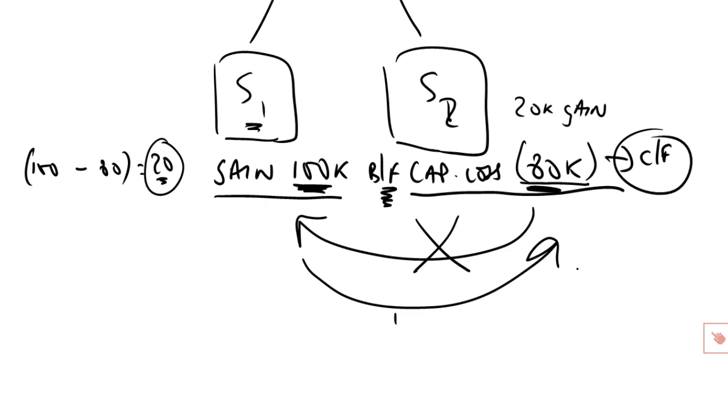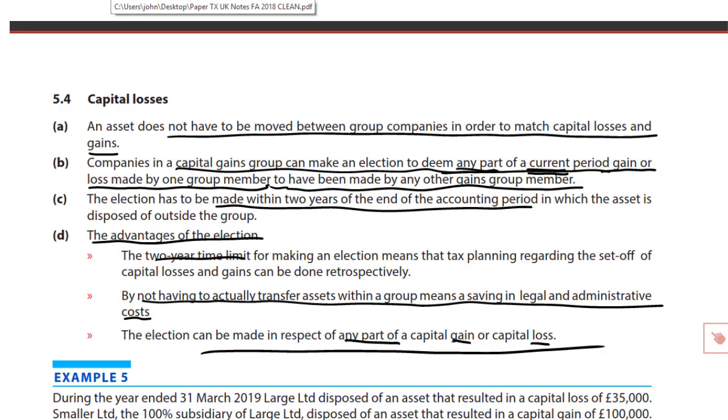It's sometimes known indeed as a matching election, because we're able to match gains with losses within the group. But remember, we can only move any part of a current period gain or current period loss. But if, as we've seen here, we have a brought forward capital loss, it's still not a problem. We simply move the gain or any part of it into the company with the brought forward capital loss, so we achieve our matching of gain and loss that way. Okay, back to our notes now.